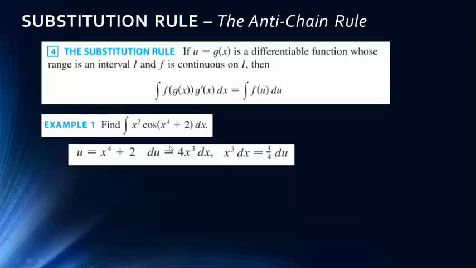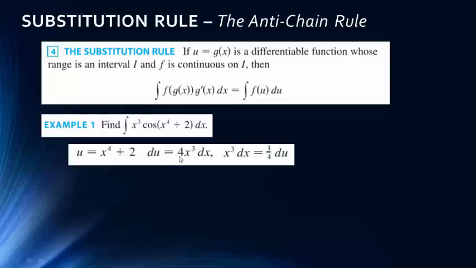So notice if I solve for x cubed dx, because that's what I have here, x cubed dx, right? I don't have a 4 there. I'm going to have to divide both sides by 4. So x cubed dx equals 1/4 du. So this is what I have to substitute in here.